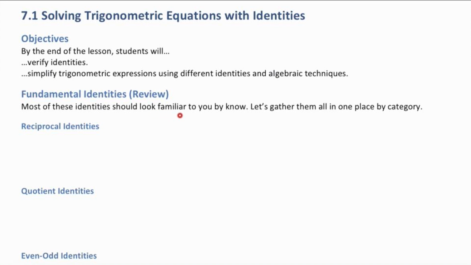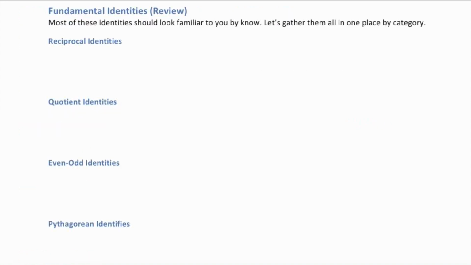Most of these should look familiar to you by now, since we've discussed them all in previous sections, but now we're going to gather them all in one place by category. Let's start with the reciprocal identities.